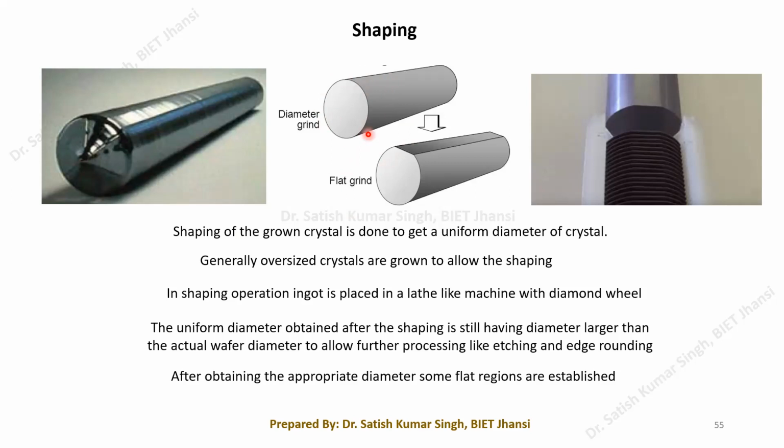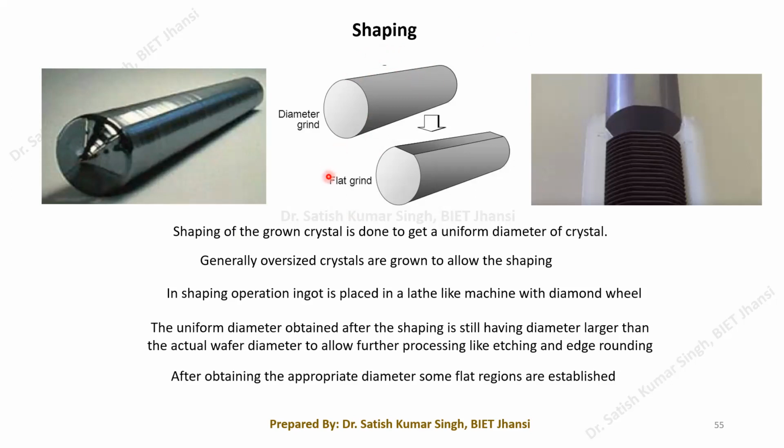So when we need a certain diameter, whenever we grow the crystal, we have to keep in mind what should be the final diameter and what should be the thickness of the wafer. Thickness will be decided by the sawing process, not by the diameter of the crystal itself. It depends on the sawing process, which is the next process after shaping. So we have to keep that in mind.